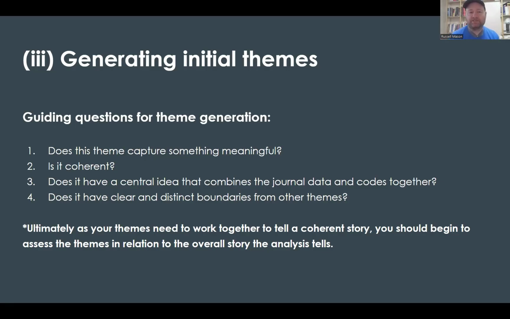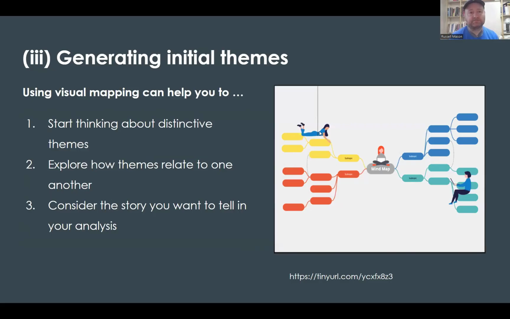And as we mentioned previously, does it have clear and distinct boundaries from other themes? So as I said already, ultimately, your themes need to work together to tell a coherent story. You should begin to assess the themes in relation to your overall story and the analysis it tells, even at this stage. So this is something that you need to think about moving forward as you move towards the writing stage at the end.